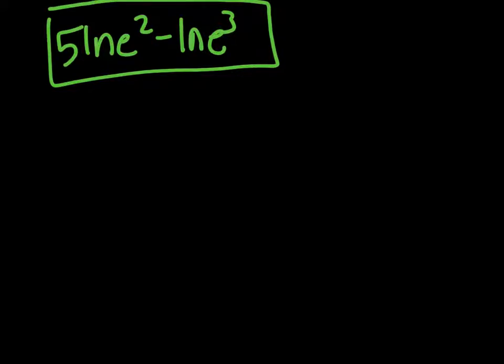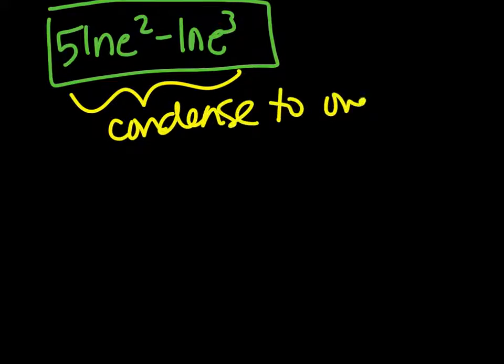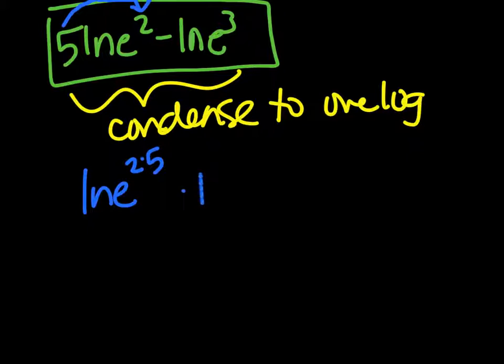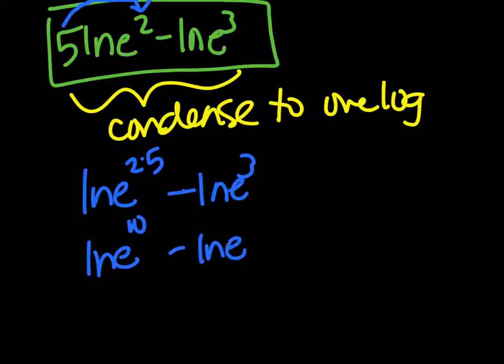If I have 5 natural log of e squared minus natural log of e cubed, that's my problem. Before I can condense this into one log, I need to move all of my coefficients up to the top. So I have natural log e squared, but now I'm moving the 5 up there, so now it's 2 times 5 minus natural log of e cubed. So that gives me natural log of e to the 10th minus natural log of e cubed.